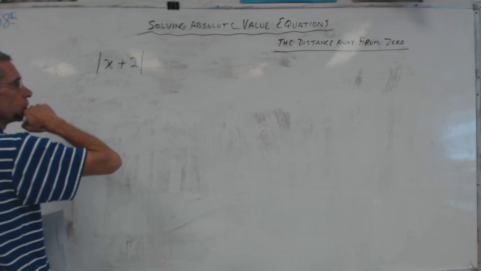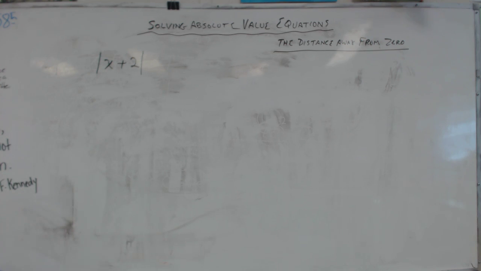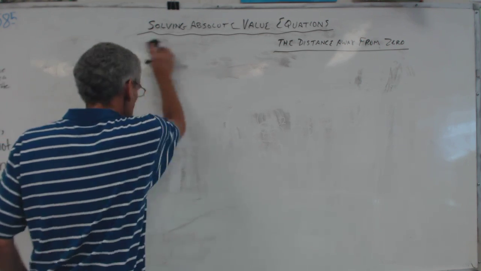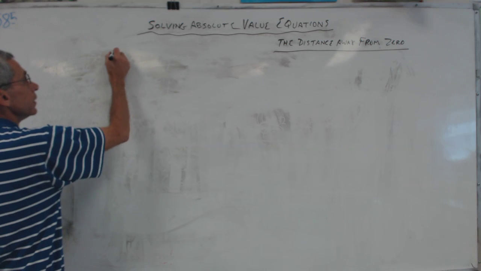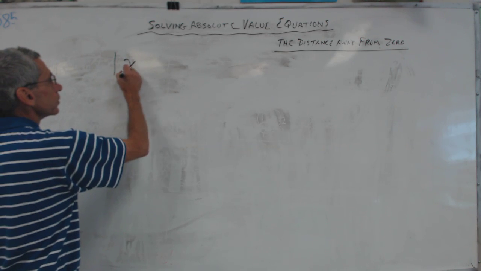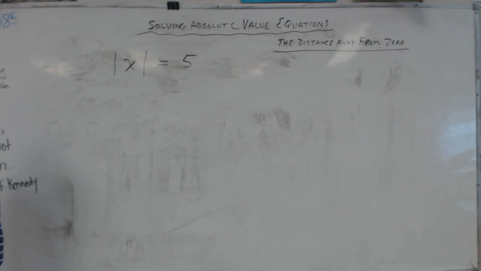Actually, I wonder if I should do another problem first. Cross that out. I'm going to do something simpler first. Just make sure I don't do the same thing. Okay. So let's say I do this. The absolute value of x is equal to 5. So is that an equation? Yeah. It's an absolute value equation.